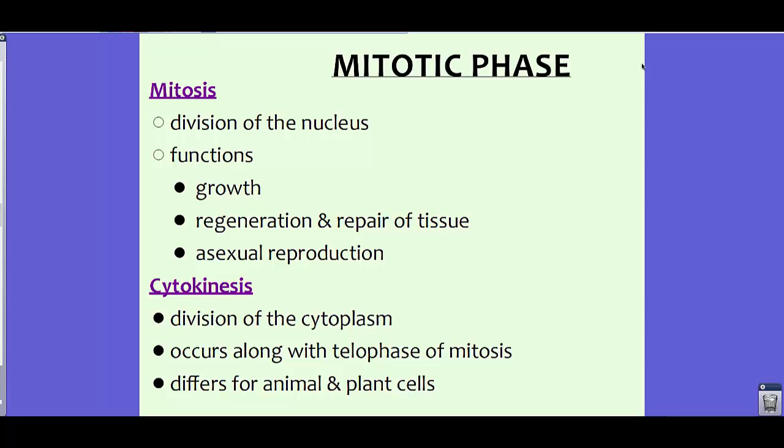Also during cytokinesis, which is a step right at the end of mitosis, we're going to see the division of the cytoplasm. This occurs along with telophase, which is a phase of mitosis. And cytokinesis actually differs for animal and plant cells. And again, we're going to talk about that a little bit later.